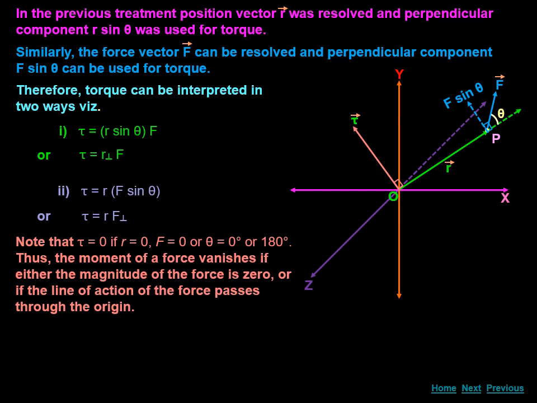So note carefully that torque equals 0 if r equals 0 or F equals 0, or if theta equals 0 degree or 180 degree. For theta equal to 0, sin theta will be 0, and for theta equal to 180 degree also, sin 180 will be 0. So the moment of force vanishes if either the magnitude of force is 0 or the line of action of the force passes through the origin.